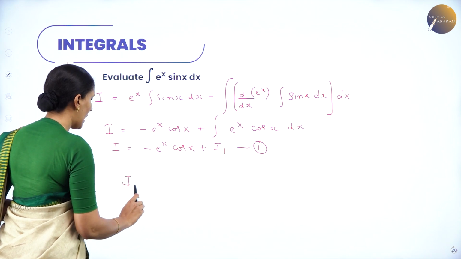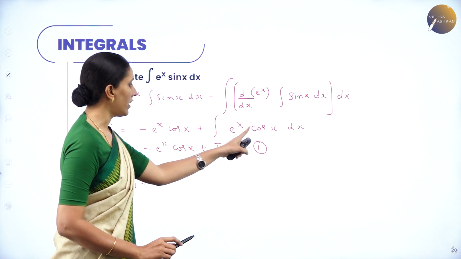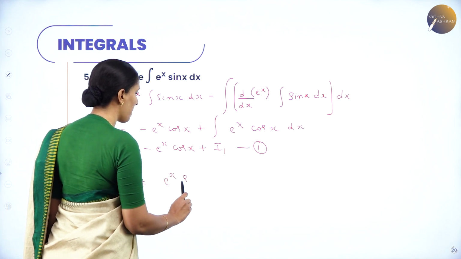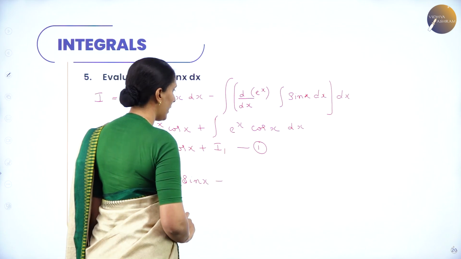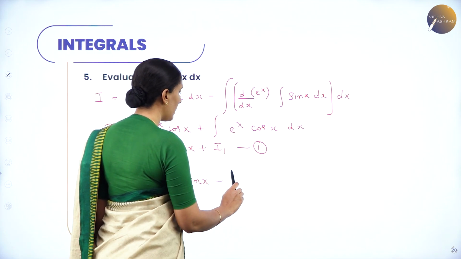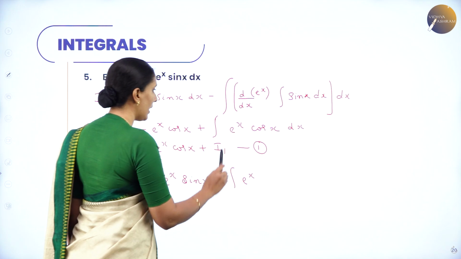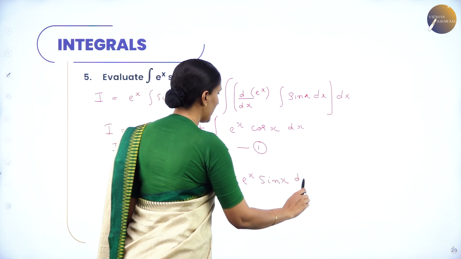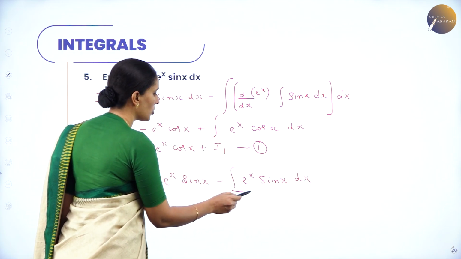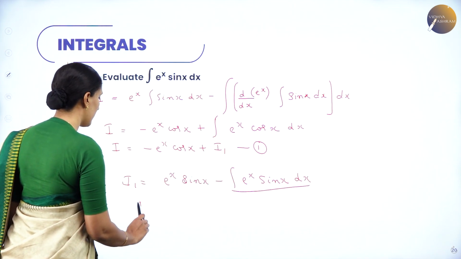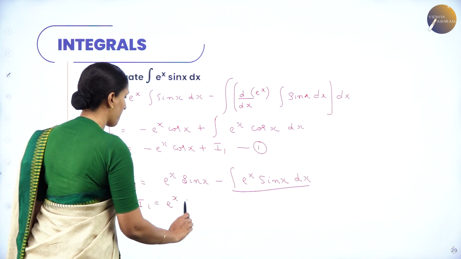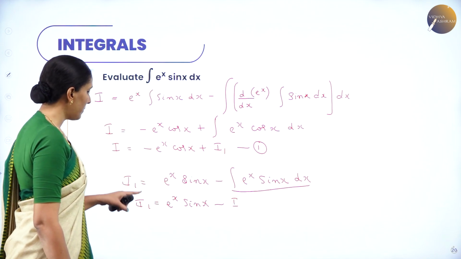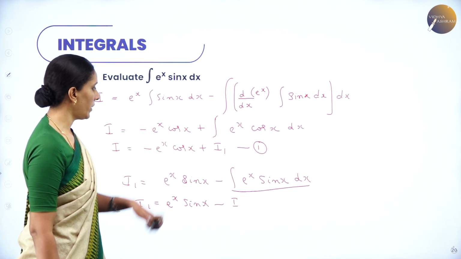Now let me integrate I1. If you integrate I1, again using integration by parts, you will get e power x sin x. Next, minus derivative of e power x, which is again e power x, again integration of cos x, which is sin x dx. But integration of e power x sin x dx is nothing but I. Now let me substitute I1 into equation 1.